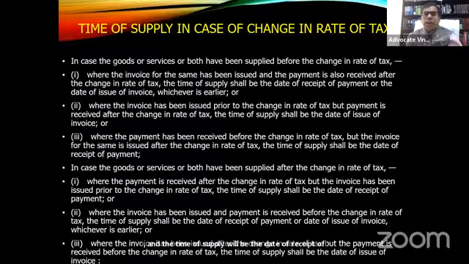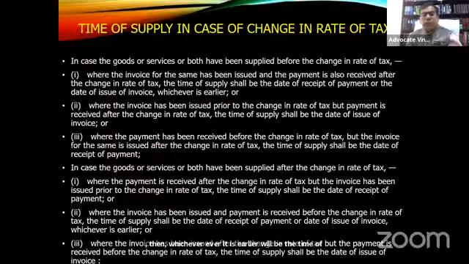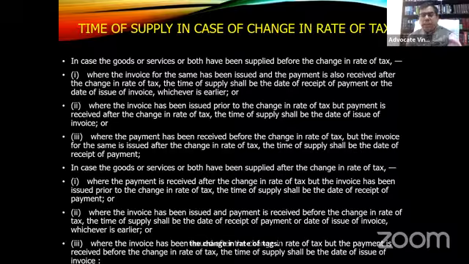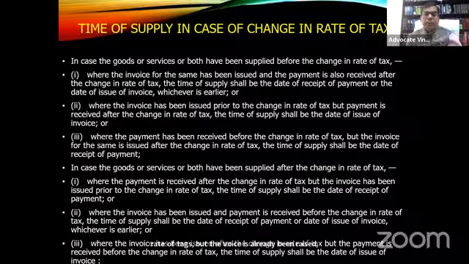So eventually, if the invoice or the payment is received prior to the change in rate of tax, and the taxable event has already occurred, then whichever is earlier will be the time of supply. But if the goods or the services are supplied after the change in rate of tax, then in such a scenario, it will be synced again with the taxable event. For example, where the payment is received after the change in rate of tax, but the invoice has already been raised, then the time of supply will be the date of receipt of payment.